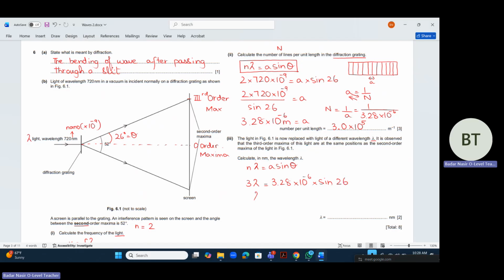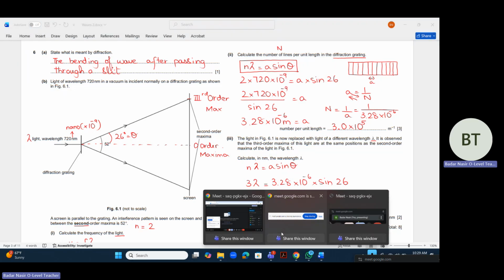Now 3 is being multiplied with lambda, shifted to the other side, put the whole expression on your calculators and please tell me okay, what is the final answer that we get. So we can write it as 4.8 into 10 की power minus 7 meters. I hope it's clear to everyone.